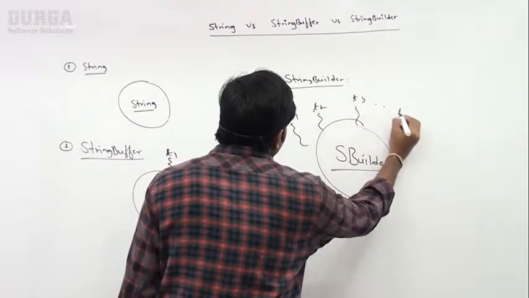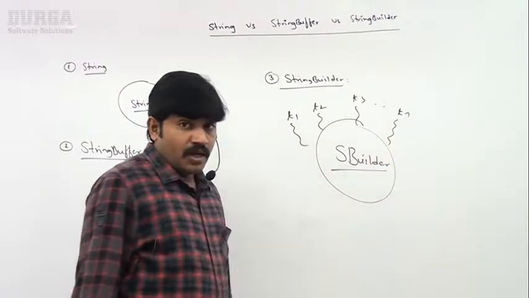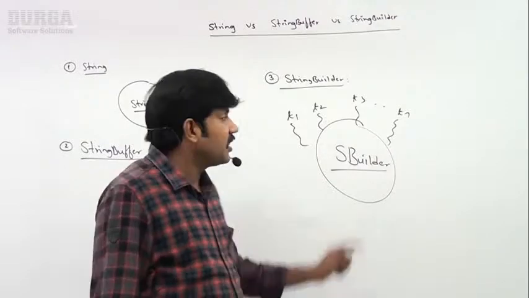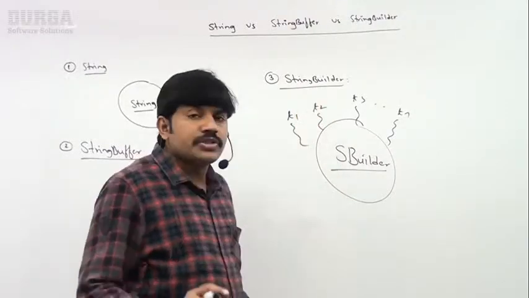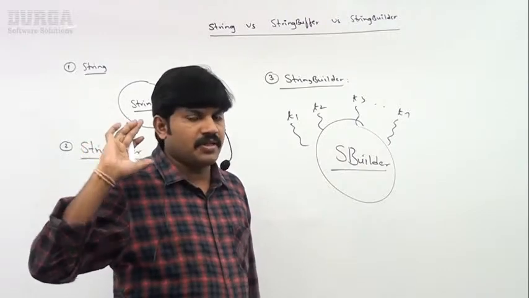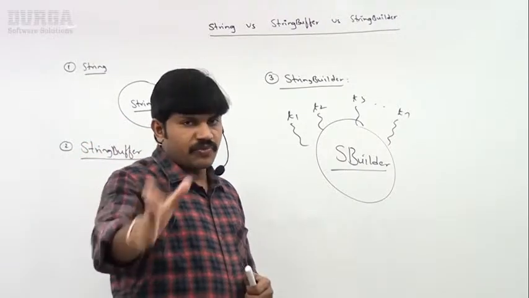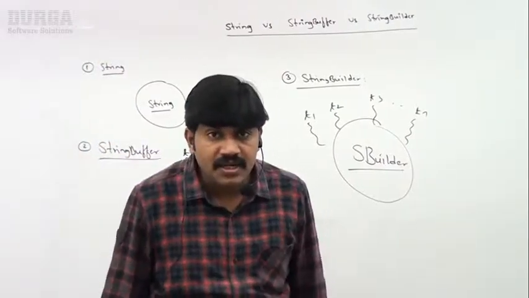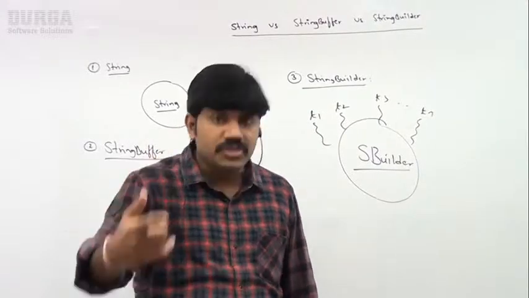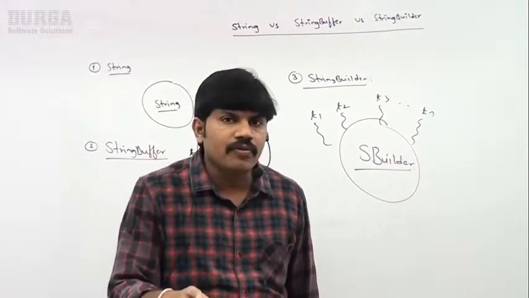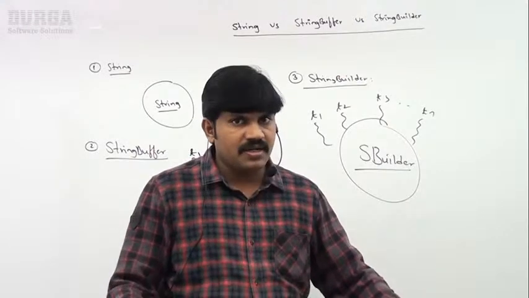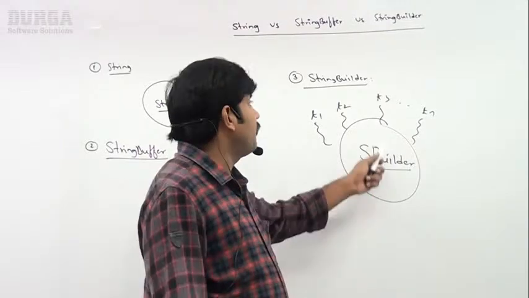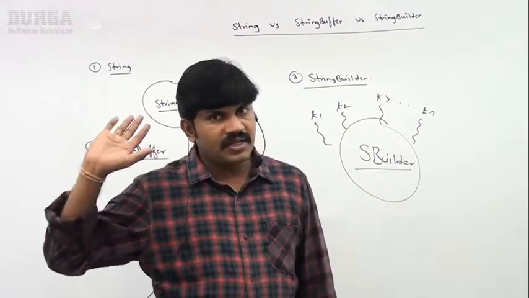How many threads are allowed to operate simultaneously? Multiple threads are allowed to operate simultaneously. That's why we should go for the string builder concept. Remember this one, sir. If the content is fixed and won't change frequently, then string is the concept. If the content is not fixed and keeps on changing, then we can go for either string buffer or string builder. If you want thread safety, string buffer. If you don't want thread safety, then it's better to go for string builder. Clear for all, right?